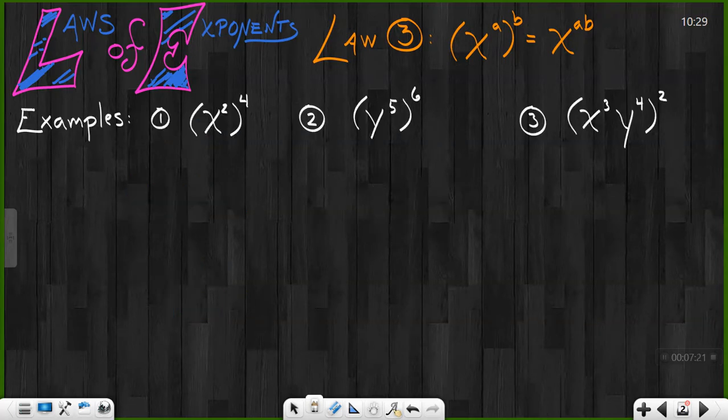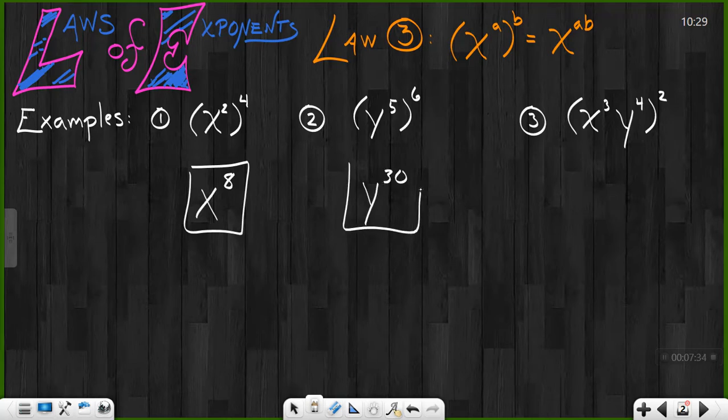Take a look at number 1 here. So x squared to the 4th, keep the base of x. 2 times 4 is 8. All right, try number 2 on your own. All right, in this case here, keep the y. 5 times 6 is 30.